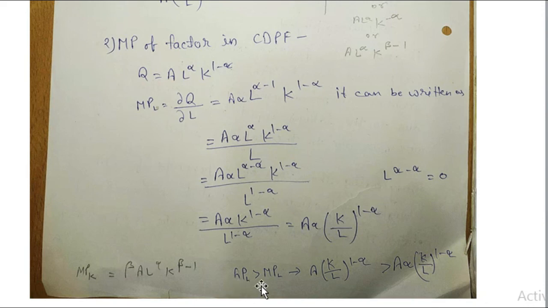And here, if the average product of labor is greater than marginal product of labor, A K upon L, that you have written is the equation of the average product of labor, and here is the equation for marginal product of labor. So the average product of labor is higher than the marginal product of labor.